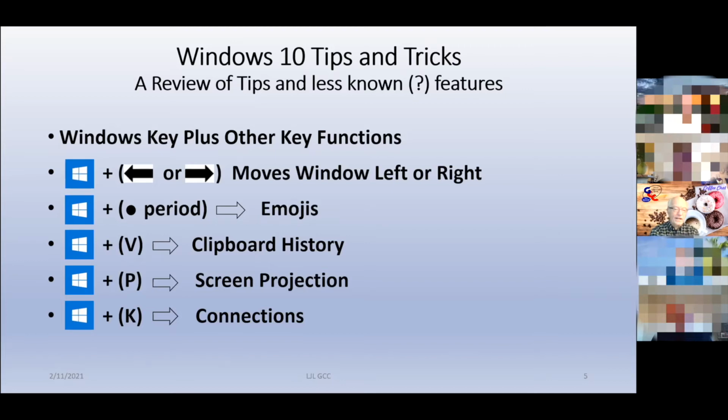And then the Windows plus K is for connections. So if you have Bluetooth devices that are available to you, it will show them. It'll show you your printers that are connected and other things like that.